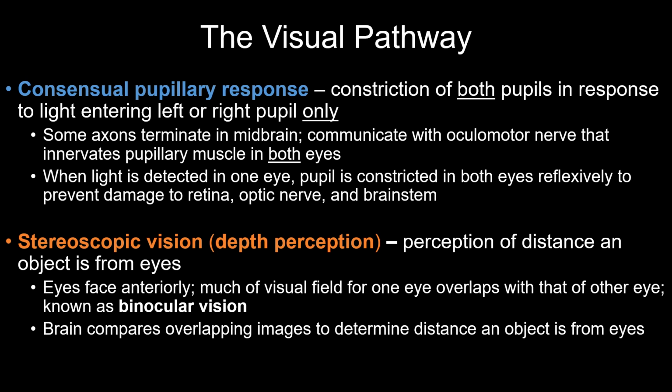And since signals about bright light hitting the retina in one eye travel to both sides of the brain, this reflex constricts the pupil in both eyes. Clinically, this is very important. If this does not occur, there's either damage to the retina, the optic nerve, or the individual's brainstem. And as I discussed in the brain chapter, you need your brainstem. It's very important.